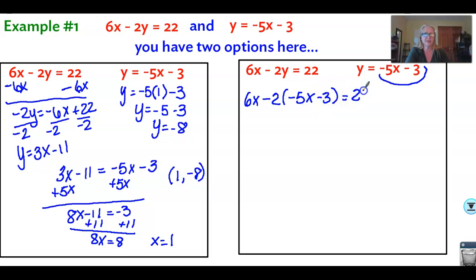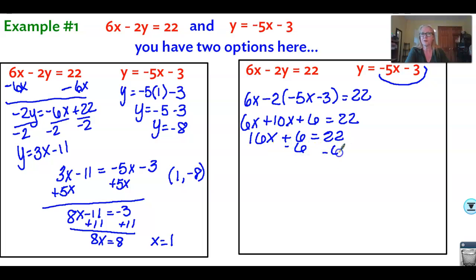22. Okay, so I took this equation, I took out the y, I substituted negative 5x minus 3 for the y. Now we get to distribute. Negative 2 times negative 5 is positive 10x. Negative 2 times negative 3 is positive 6 equals 22. Combine like terms, 16x plus 6 equals 22. Subtract 6 from both sides, and that gives us 16x equals 16.